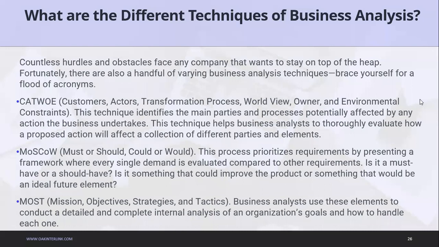It might be a must for us to have it. We are not looking at it from the point of view that we should have it. It is a must for us to have it, meaning it is mandatory. A should have means it is optional. So you look at some of the things you are trying to effect as an improvement to find out whether it is a must have or a should have. Now, it is something that could improve the product or something that would be an ideal future element.